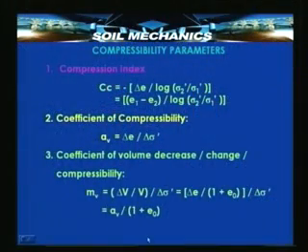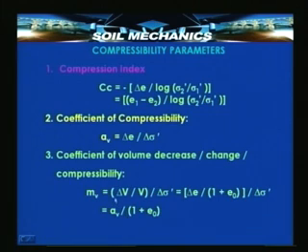Now, the coefficient of compressibility is Δe by Δσ', and this helps us compute the change in void ratio as a function of change in pressure. This can further be modified into yet another parameter, which is known as coefficient of volume decrease, or coefficient of volume change, or coefficient of volume compressibility. There is a subtle difference between the coefficient of compressibility and the coefficient of volume compressibility. See here, this parameter is known as mv.